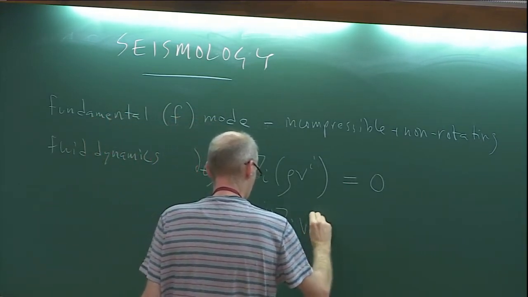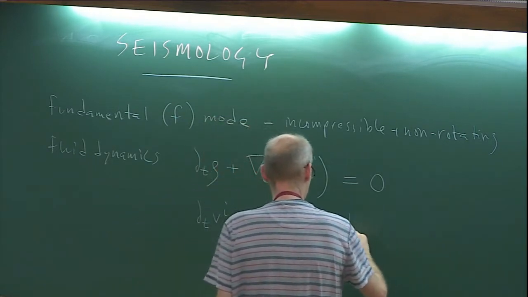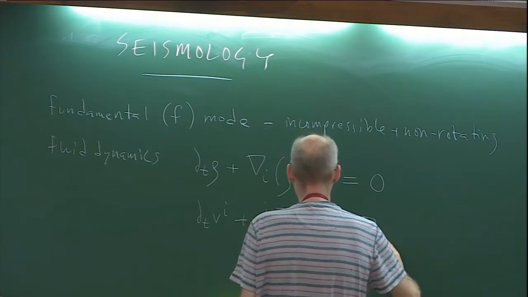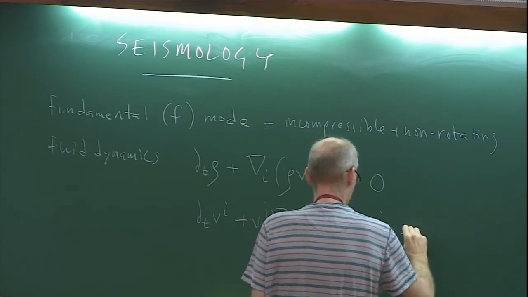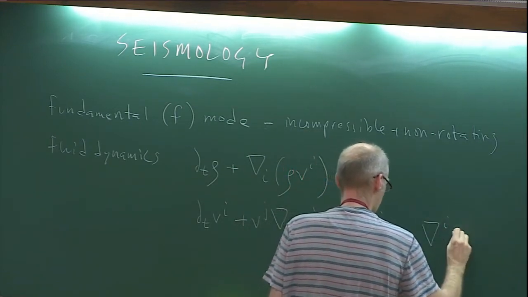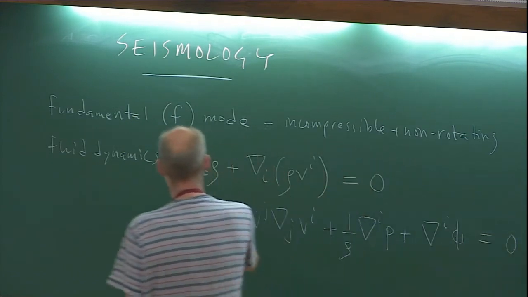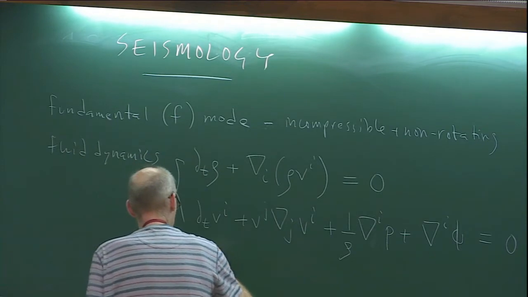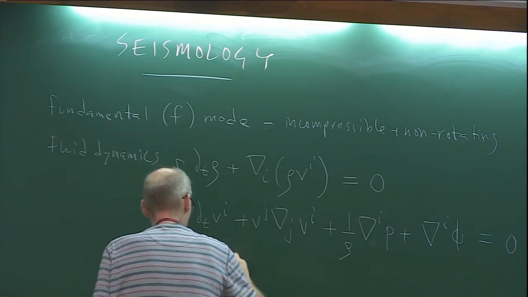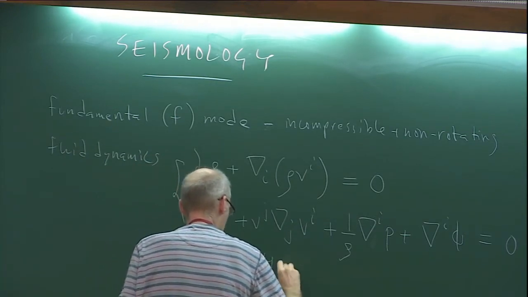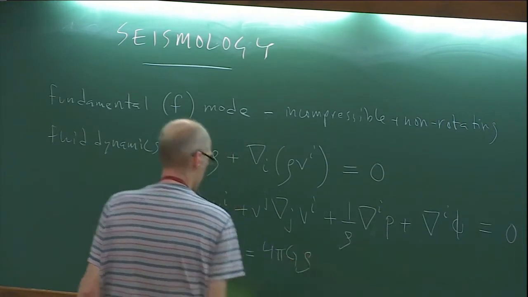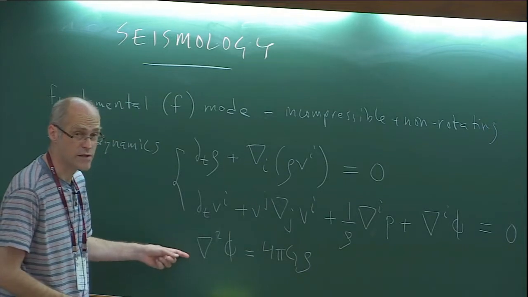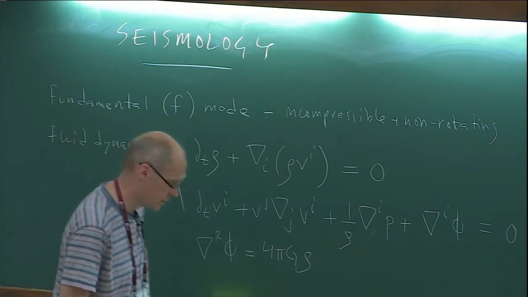plus the convective derivative, plus 1 over the density times the gradient of P, plus the gradient of the gravitational potential is 0. Okay? So that's always the starting point. Oh, and then we have the Poisson equation for the gravitational potential. So that's essentially the problem.